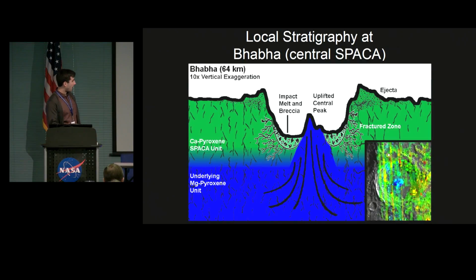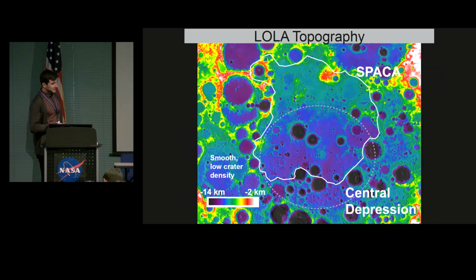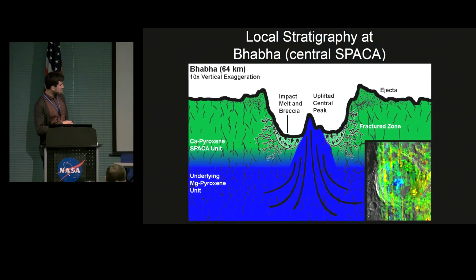When we look at a map of the M-cubed 2-micron absorption band center, again showing pyroxene compositions, I would like to say that this map is from a global mosaic of M-cubed data. So this is 10 times lower spatial resolution than individual M-cubed strips. But even at this lower resolution, we can see there are distinct compositional differences between the walls and rim of Baba versus the central peak.